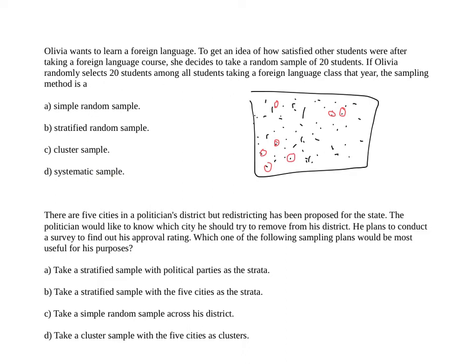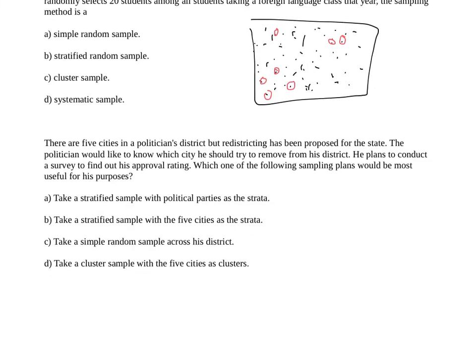But here it just says she randomly selects 20 students from all the students. She doesn't say that she's only going to select the third person she meets, anything like that. She just says she's going to select 20 students at random. So what's that? That is, I think pretty clearly, a simple random sample. All right, let's move on.